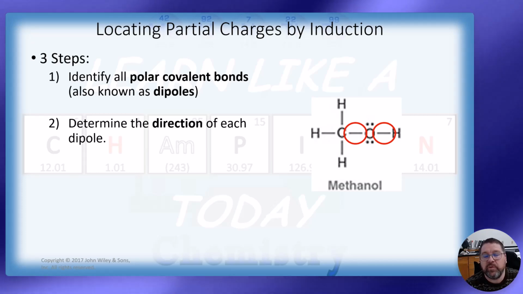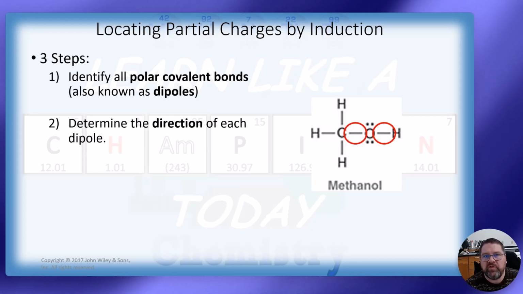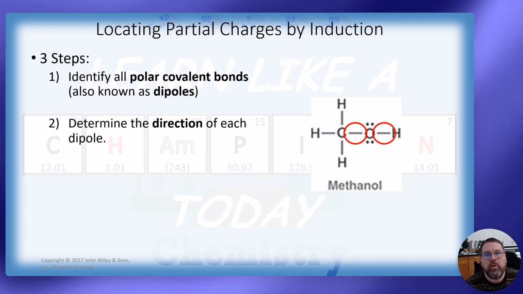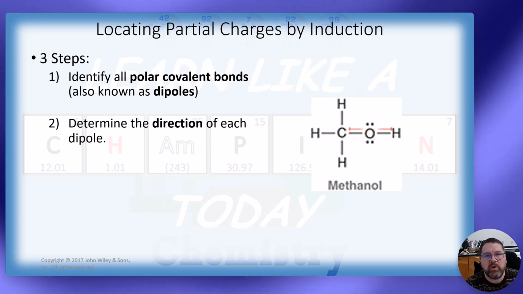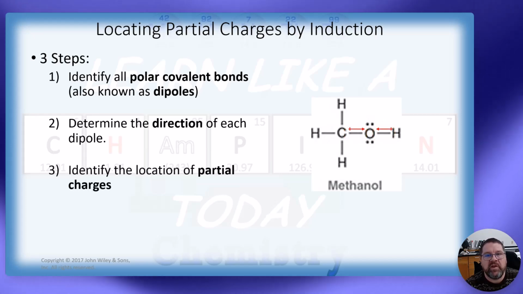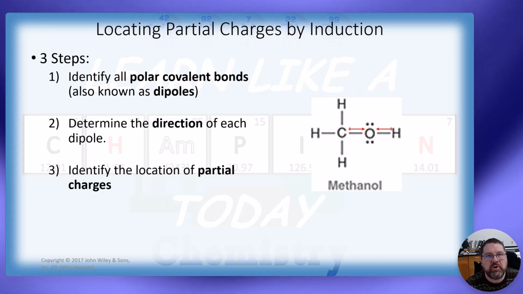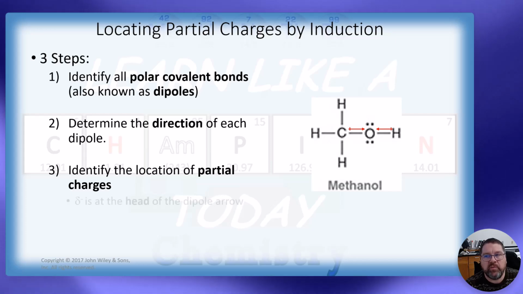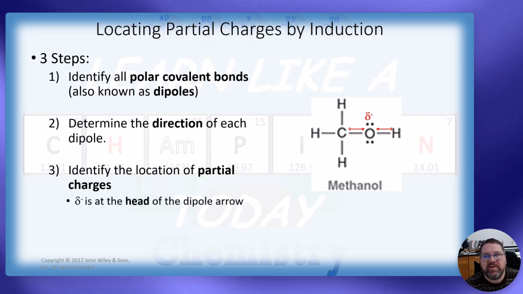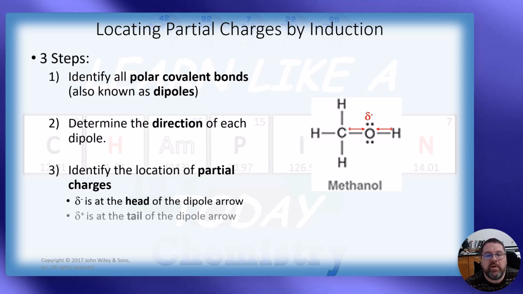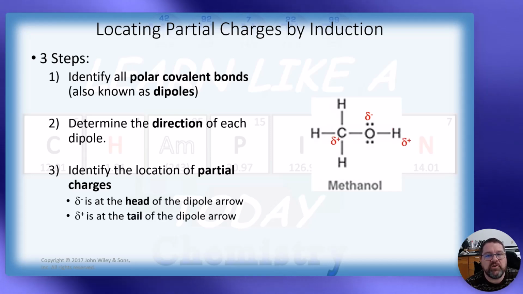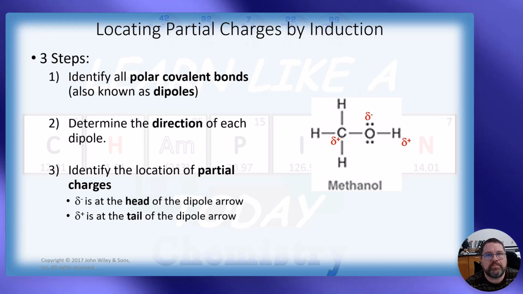Now, sometimes we do this with a dipole arrow that points towards the more electronegative atom, or we just simply recognize that the more electronegative atom is going to have the partial negative charge. And so when we put the charges in, the head of the arrow is always going to point towards the atom that's got the partial negative. The tail end of the arrow, which looks a whole lot like a plus sign, is going to be where the partial positive charge is located.